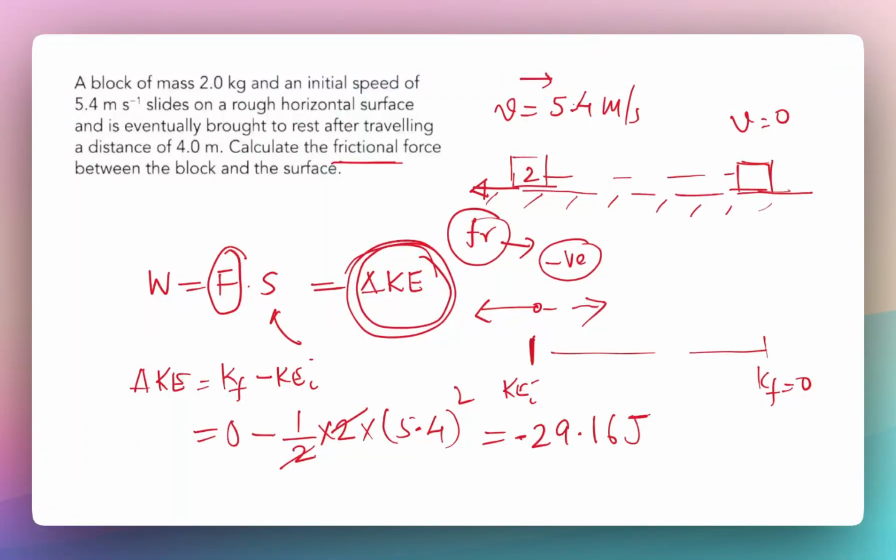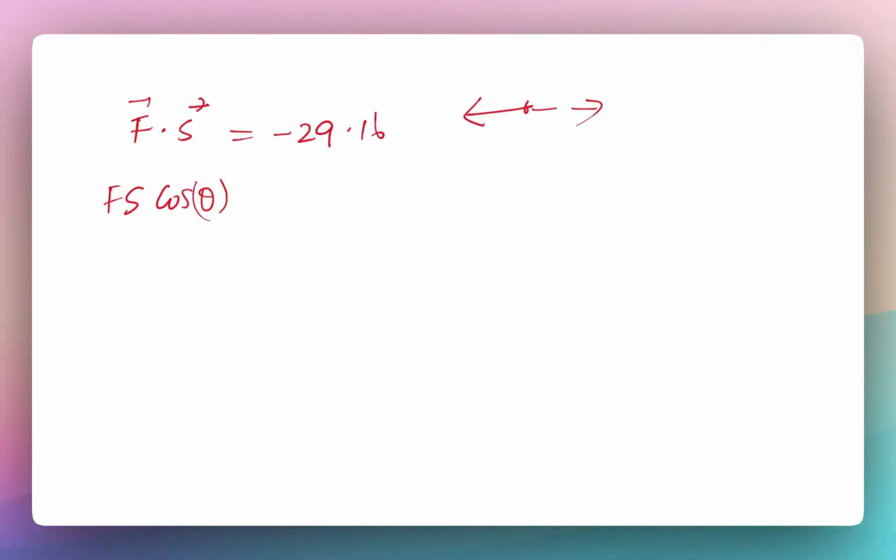Now this 29.16 is also equal to the force dot displacement, and this is going to be minus 29.16. As you see, the friction force is acting in the opposite direction. So when we open the dot product, basically we get F times s times cos theta, and theta, in this case, the force is acting in the other direction and this is the displacement. The theta is going to be 180 degrees, so this is going to bring the minus sign to the left as well. So F s cos 180 degrees, which is minus 1, is going to be 29.16.